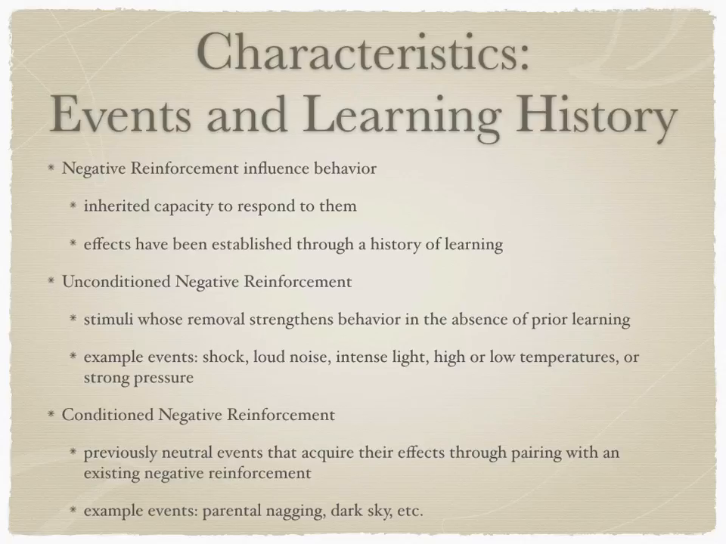A conditioned negative reinforcement is a previously neutral event that acquires its effects through pairing with an existing negative reinforcement. And they had some really great examples in the book. The example I thought was spot on was a dark sky. If you were going to go on a bike ride, you might not go when you see a dark sky coming in, because you've learned that it might rain and that you're going to get rained on during your bike ride.